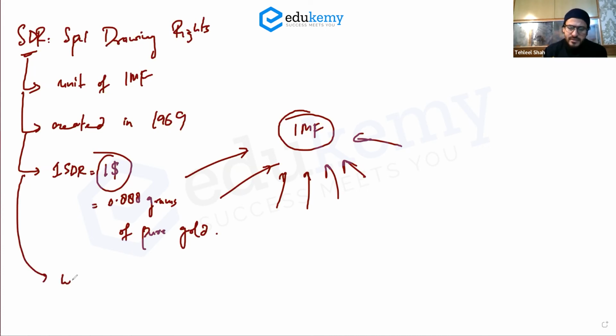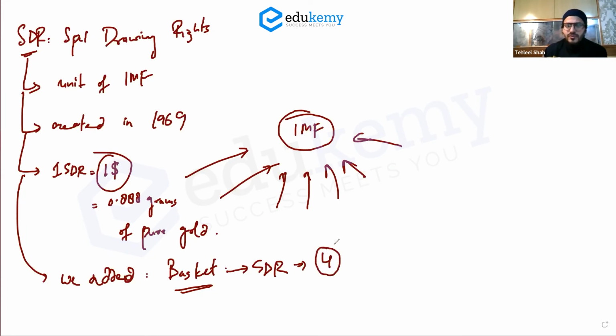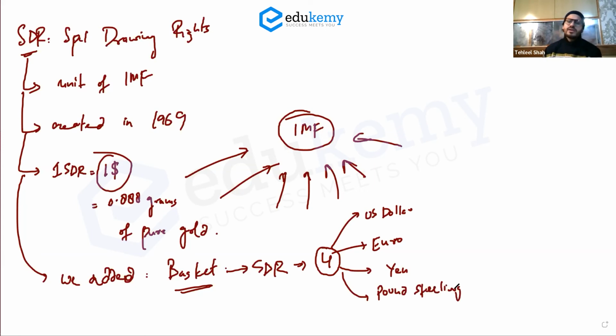Later on we added a basket of currencies in the SDR. So initially we used to have 4 currencies. कौन-कौन सी? We used to have US dollar, euro, Japanese yen, pound sterling. These are the 4 currencies that were included in SDR initially.